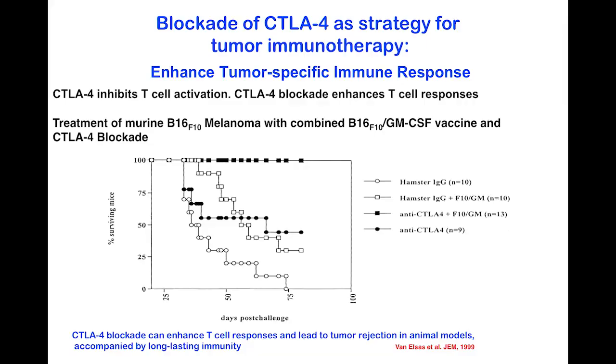That didn't work so well, but blockade of CTLA-4 in animal models showed dramatic effects. And this is just one example of an experiment where one is implanting a mouse melanoma, a B16 melanoma, and combining this with a melanoma vaccine and CTLA-4 blockade.